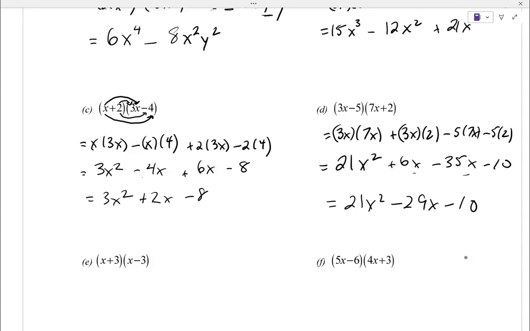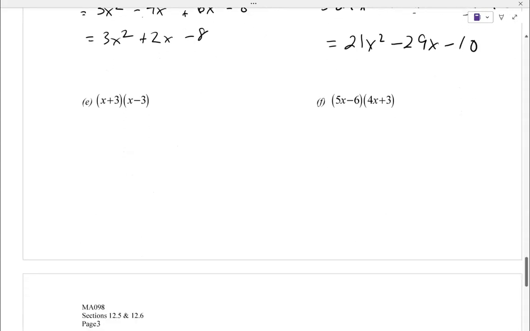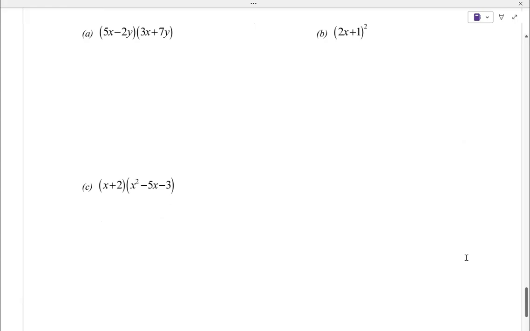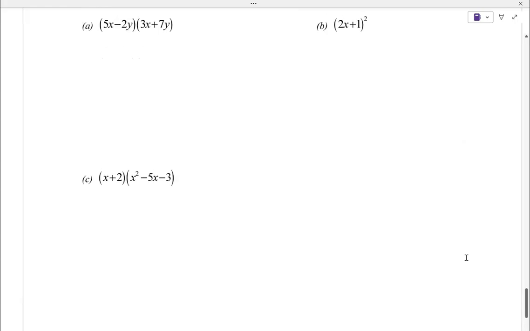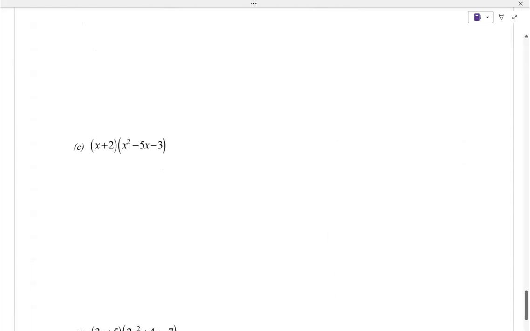Let's see if we can do one that's got a little bit more pieces to it. Let's look at the last, the part C on the last page. Should be the last page.